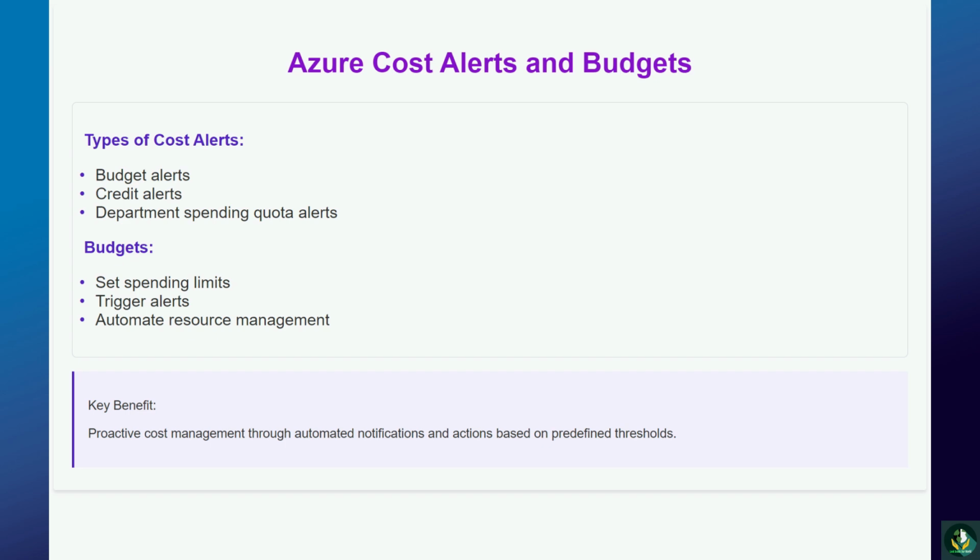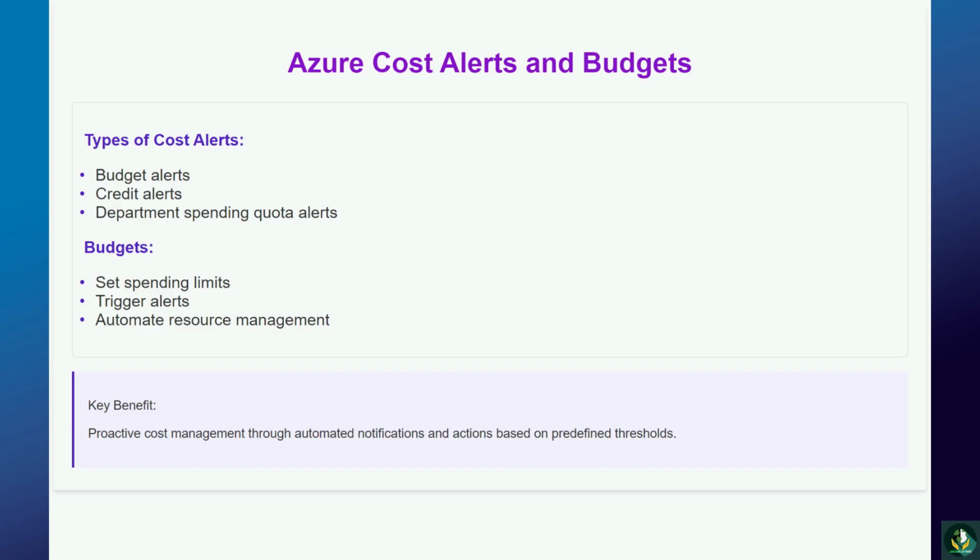Alert thresholds. When setting a budget, you define alert thresholds. These are the spending levels at which you want to be notified. For example, you might set alerts at 50%, 75%, and 90% of your budget.